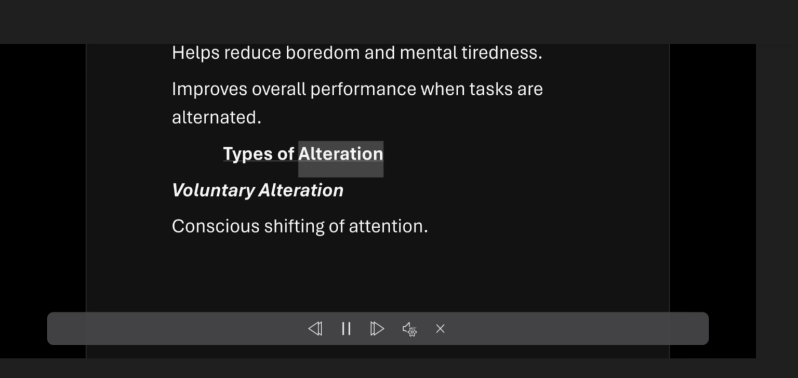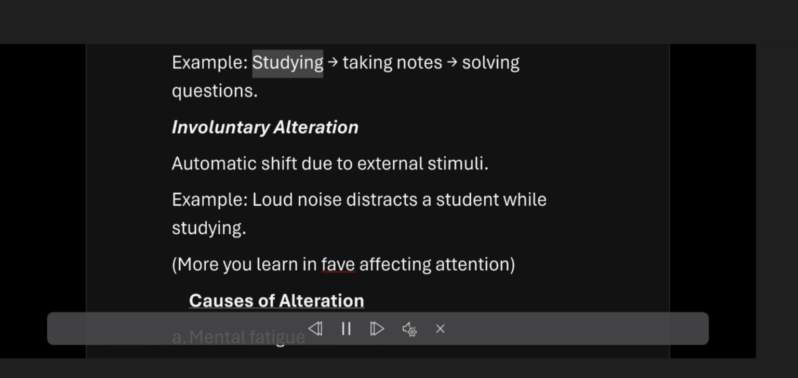Types of alteration. Voluntary alteration. Conscious shifting of attention. Example, studying, taking notes, solving questions. Involuntary alteration. Automatic shift due to external stimuli. Example, loud noise distracts a student while studying.